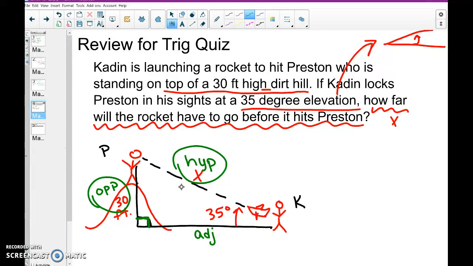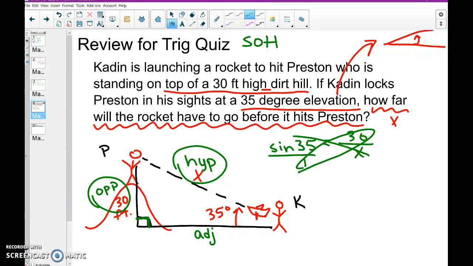Remember your SOHCAHTOA, O and H are so: sine of 35 degrees is going to be equal to opposite over hypotenuse. Remember, it's always SOH, opposite over hypotenuse. So 30 goes on top, and X is going to go on the bottom. And since we're solving for a side of the triangle, not an angle, we're going to do regular trig. Make sure you're not using inverse for this one. Put that guy over 1 and do your cross multiplying just like the usual. 30 times 1 is 30 on one side, and then we have X times sine of 35 on the other side.